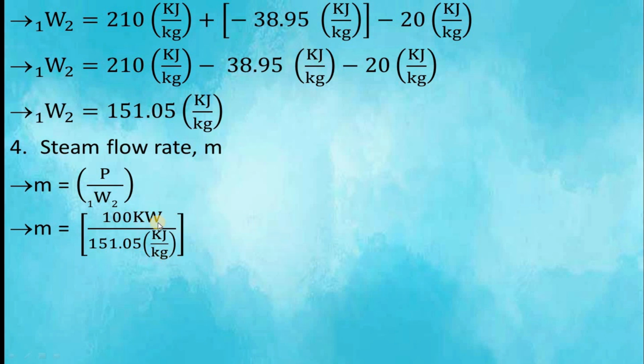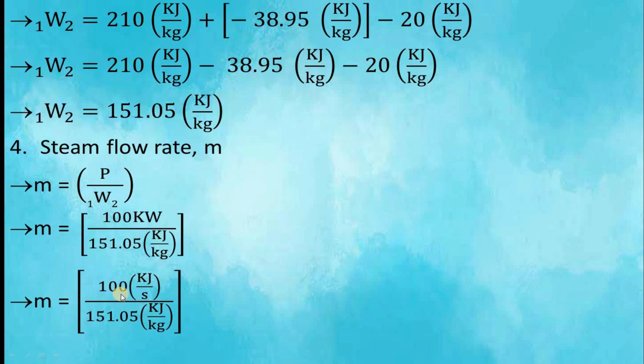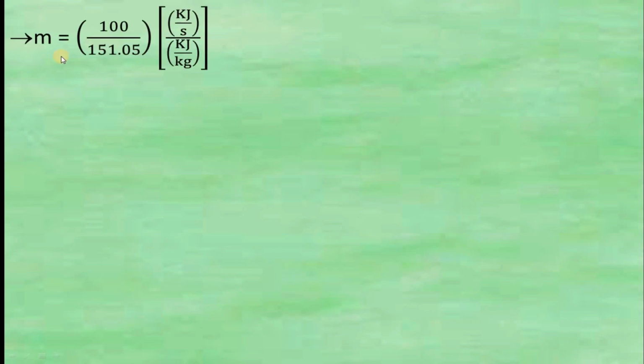We know that kilowatt is nothing but kilojoule per second. Therefore, I am going to rewrite this 100 kilowatt as 100 kilojoule per second. So the next step will be M is equal to 100 kilojoule per second whole divided by 151.05 kilojoule per kg. Now, in this RHS, I am going to split the numerical terms and SI units. So the next step will be M is equal to 100 divided by 151.05 into kilojoule per second whole divided by kilojoule per kg. So here 100 divided by 151.05 is 0.66.